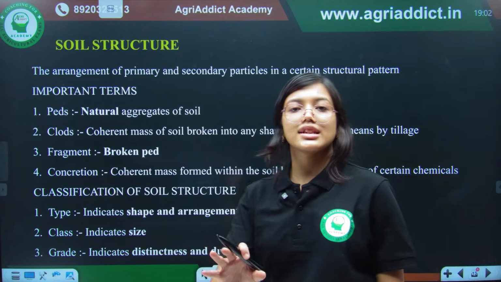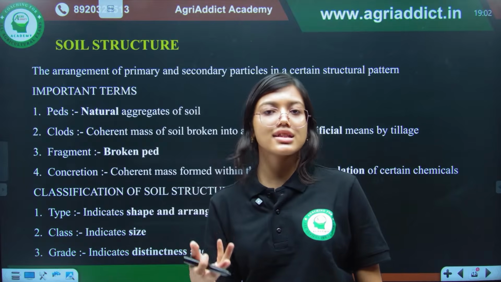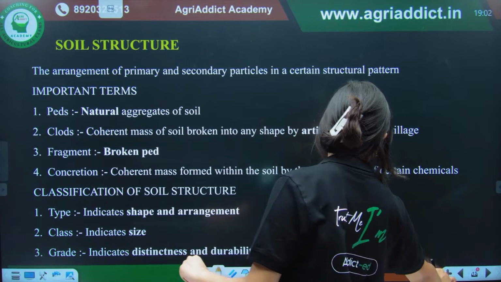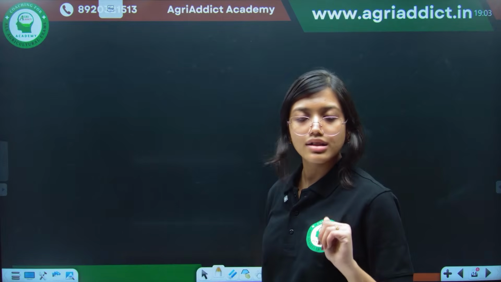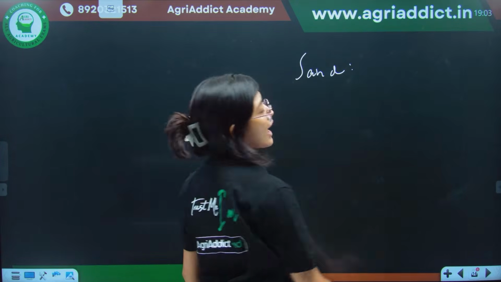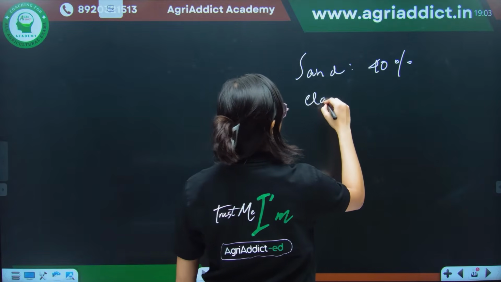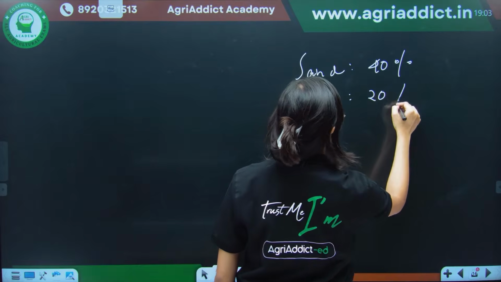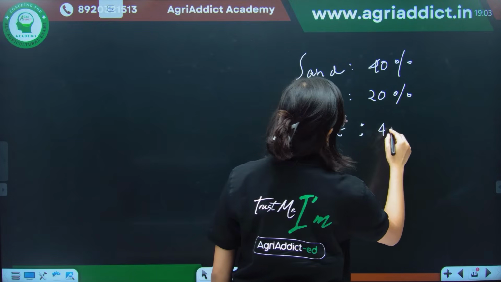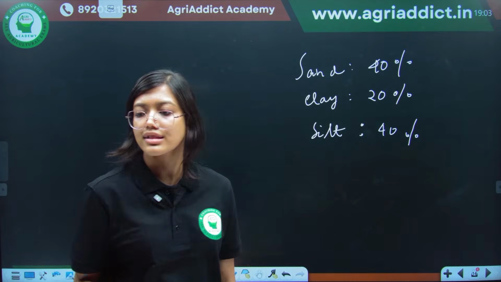Now, this is how you can estimate the textural classes of your soil. After doing the hydrometer method or the international pipette method, you will find, suppose sand is coming 40%, and your clay is coming 20%. Your silt is coming 40%. So now you have to say what your soil textural class is.